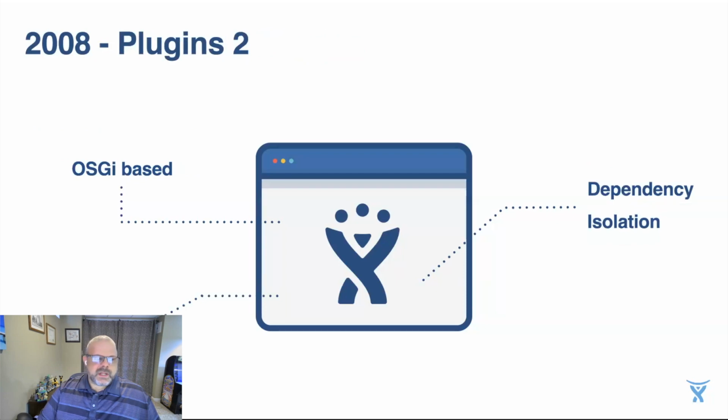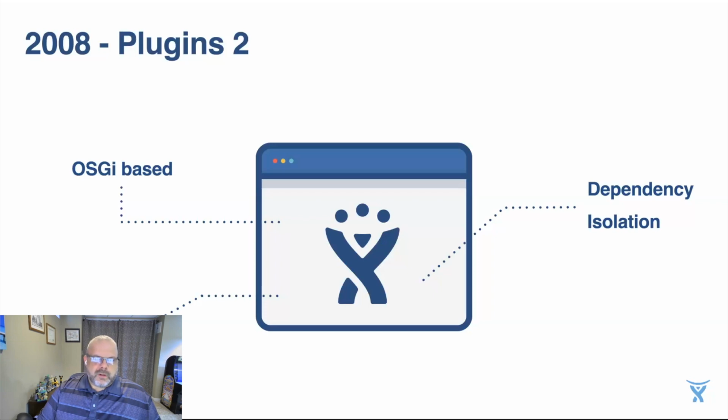In 2008, we upgraded that to the second generation called Plugins 2, or as we call it, P2, which is OSGi-based dynamic loading, dependency isolation, and other features. Plugins are written in Java, and it's still used today for our server products as well as our data center products. And if you're looking to build an add-on for those products, you would use P2.